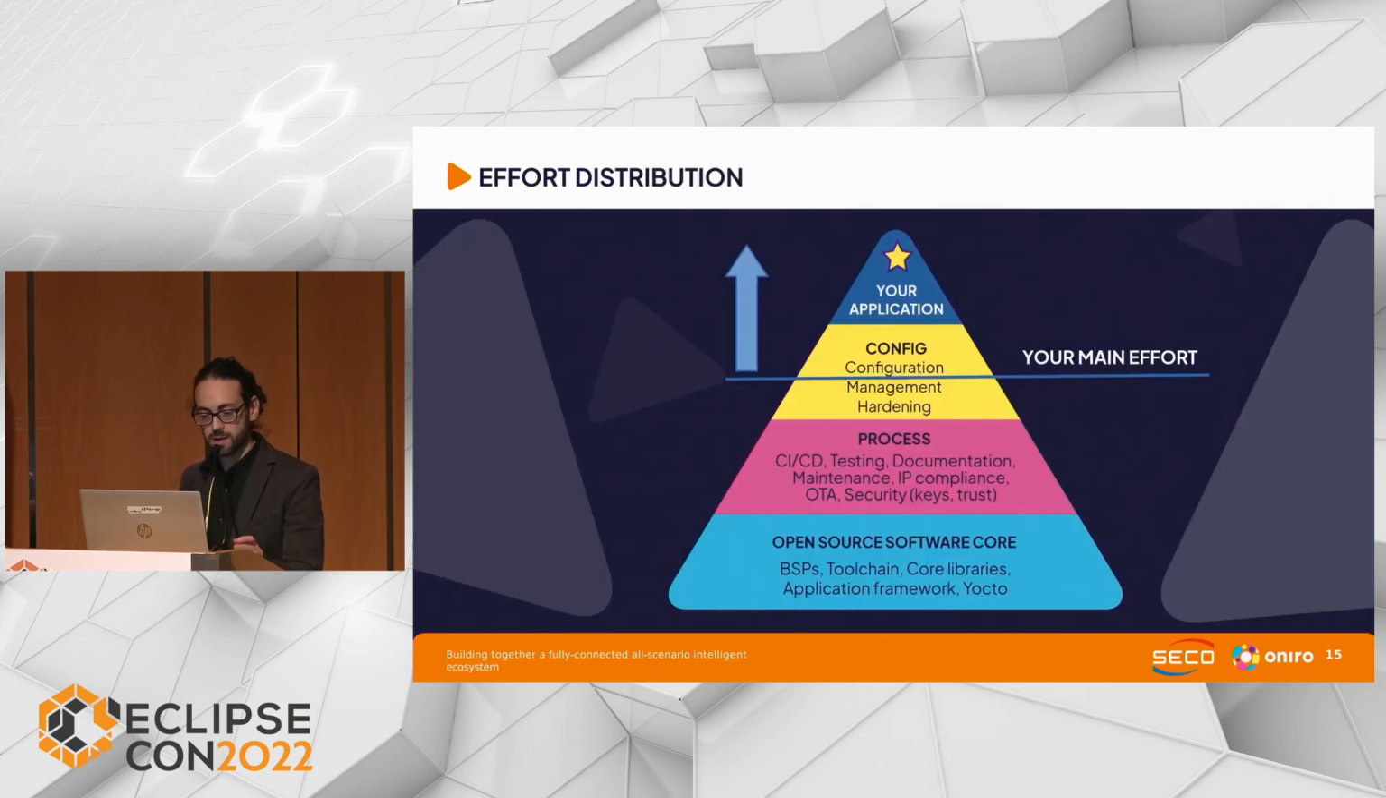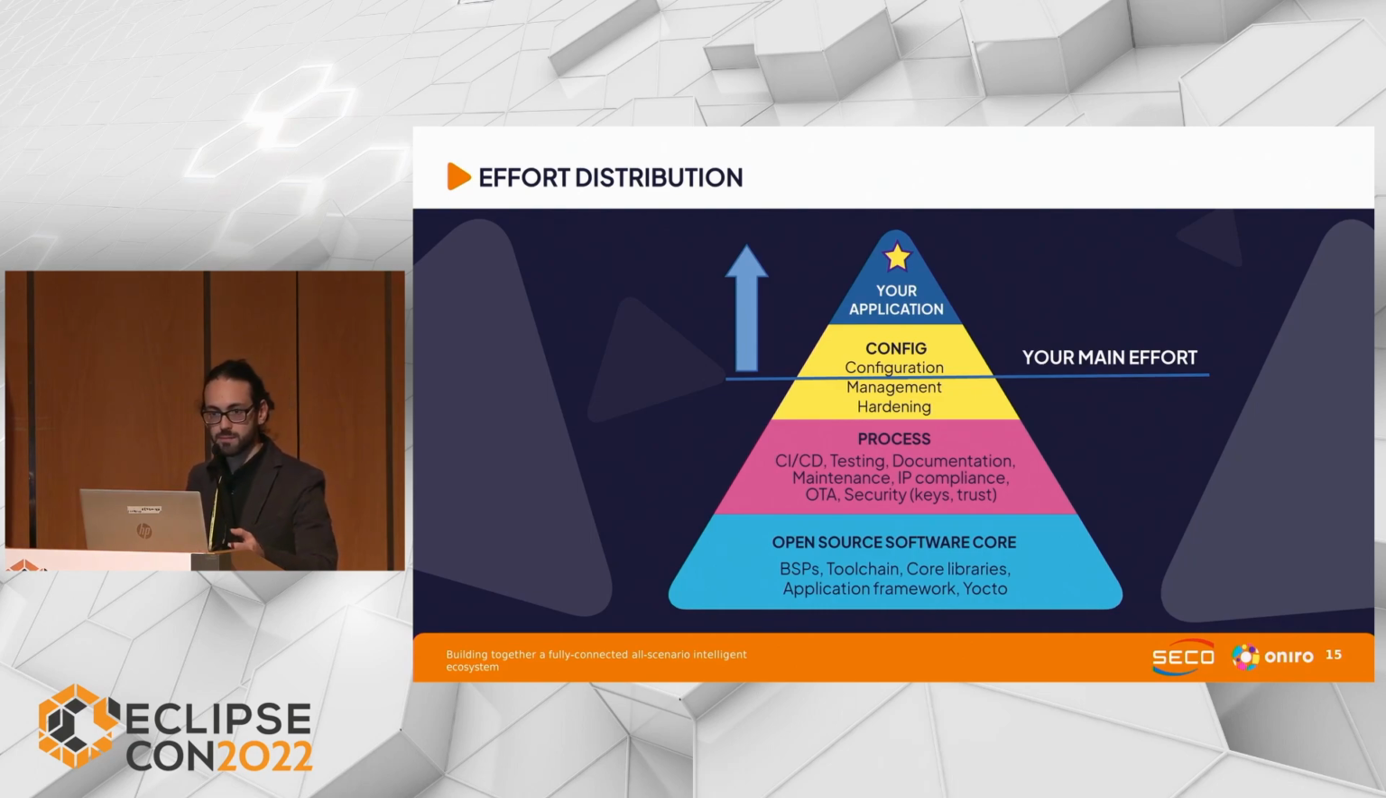So I want to summarize a little bit what the Oniro project is offering and what you can leverage for your project. We are developing an open source software core that is maintained and kept up to date with stable components from Yocto, BSPs, layers, toolchains, core libraries, and Oniro frameworks. All of this is supported and backed by the processes developed by the Oniro community, such as CI/CD, testing, documentation, maintenance, IP compliance, OTA, security. And on top, we have some default configurations that you can change for your needs and that help you kickstart your project with out-of-the-box configurations, operating system management, and hardened security.